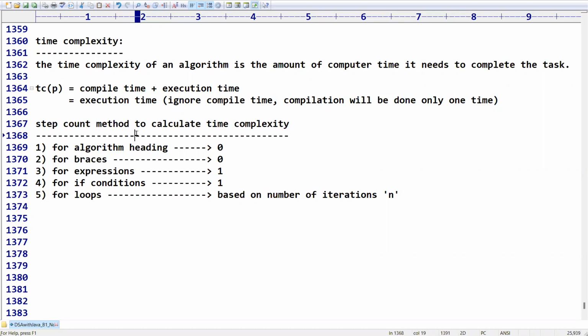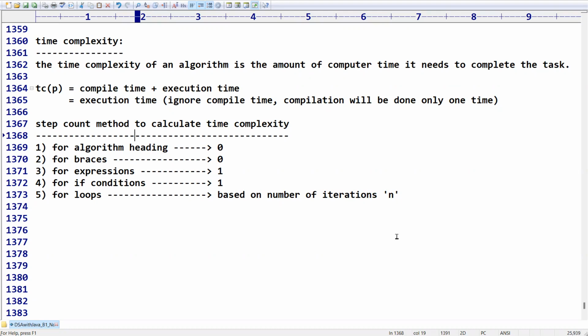Clear? Yes, sir. The best example is movies. The execution time is only 3 hours. That's all, a strict restriction will be there. But compilation time means how much time you took to make that movie, some years together. But execution time is only limited.